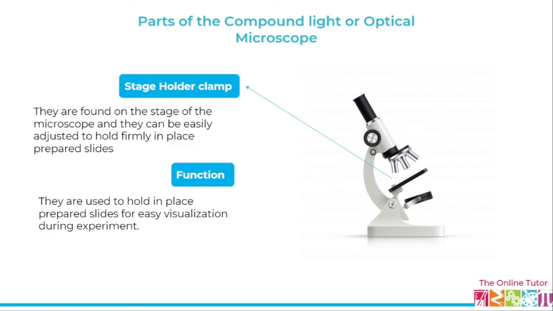Now if you place it on the stage, and you want to observe, assuming the microscope is slanted like this, you get to realize that the slide is going to try to fall off the stage because of how the microscope is tilted. So for you to avoid that, use the stage holder clamp to hold the slide firmly in place so that you can use the revolving nose piece to adjust the eyepiece that you want to use to observe your organism or your prepared slide. So that is the function of the stage holder clamp. It is used to hold the slide in place for you to easily visualize your specimen.